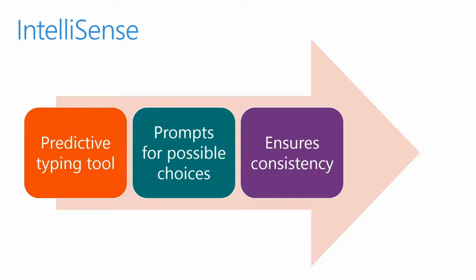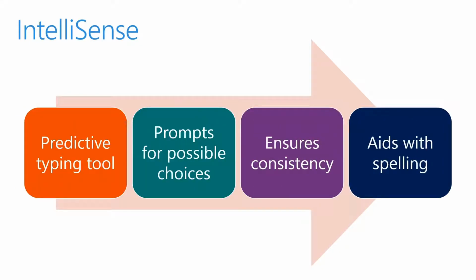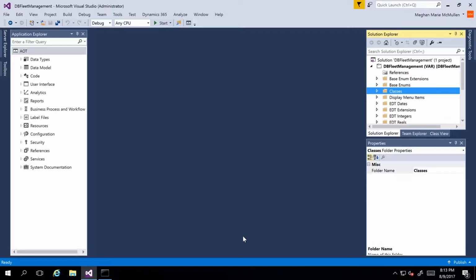It helps ensure consistency and making sure that items are consistently used. It also helps maintain consistent spelling of elements. Let's take a look at using IntelliSense in Visual Studio. In this demonstration, I'm going to show you the basics and how IntelliSense works to aid you in your X++ code.